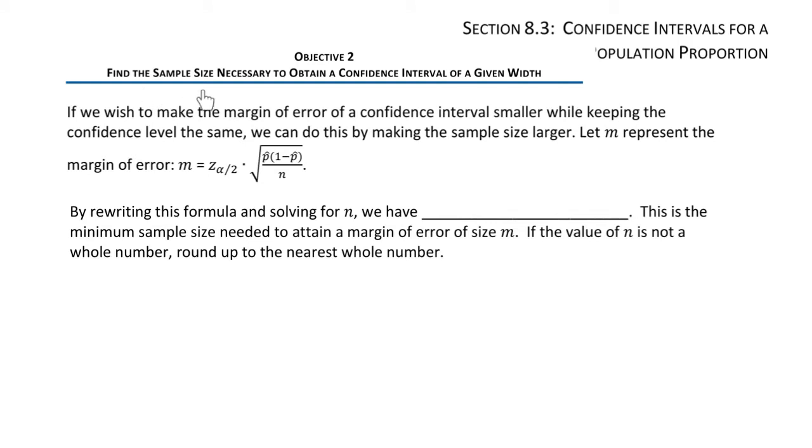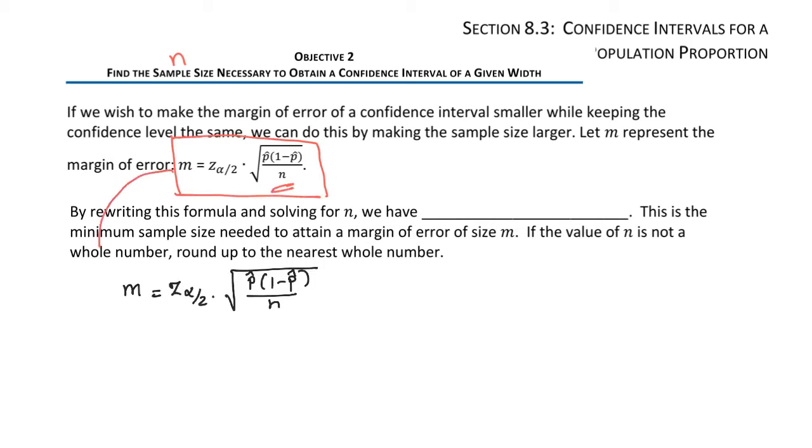Objective 2. Find the sample size necessary to obtain a confidence interval of a given width. That means we need to find n. So we already know the margin of error formula. So using this formula, solve for n. I just copied this formula here. Now first I am going to divide both sides by z alpha over 2. So this will cancel out. Now square both sides.